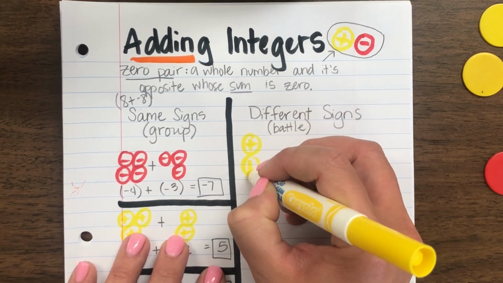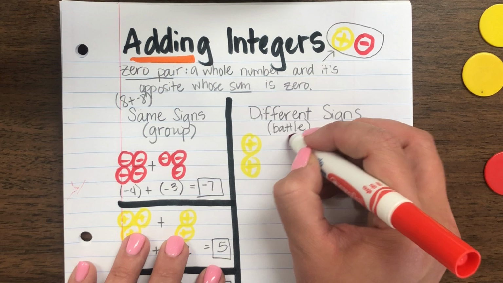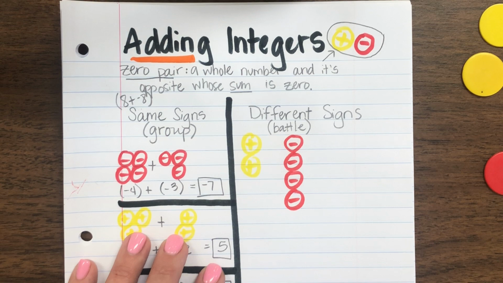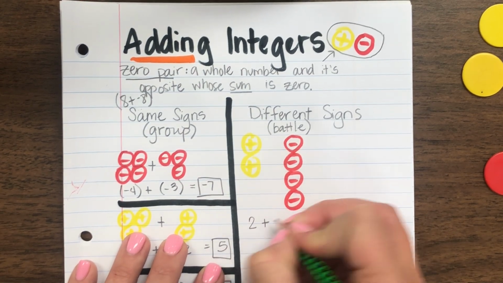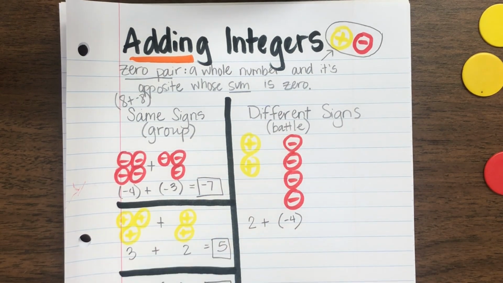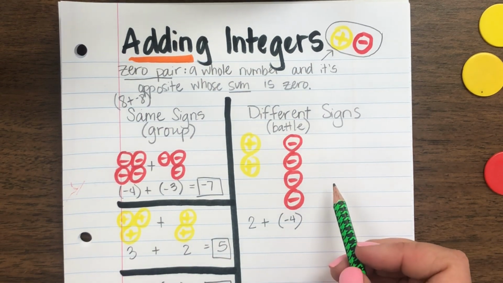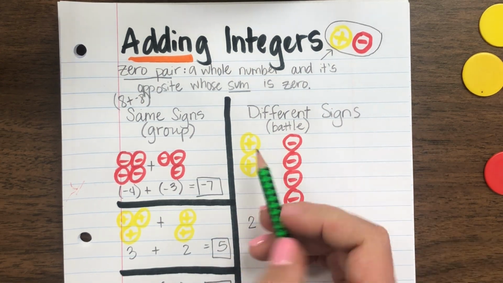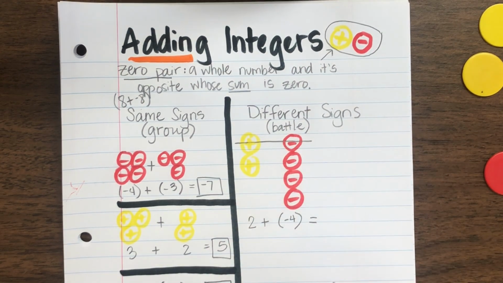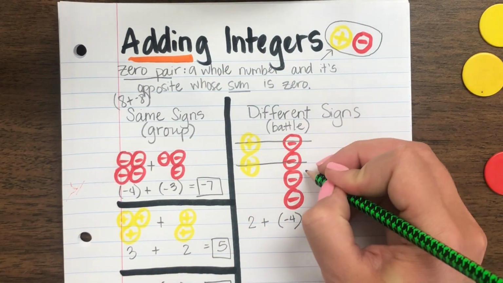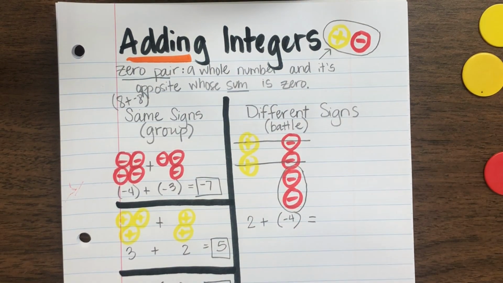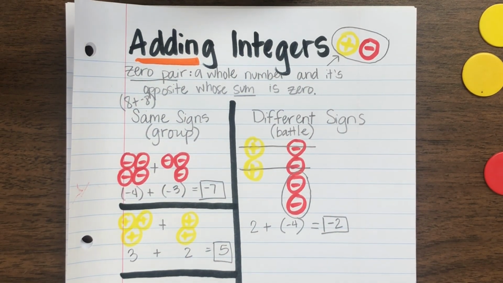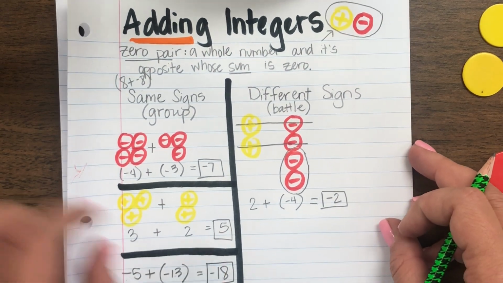That one was positive 2 plus negative 4. Okay, positive 2 plus negative 4. At this point, before we get our answer, we want to cancel out the 0 pairs. There's a 0 pair. There's a 0 pair. What's left over is negative 2. Okay? Let's talk about mathematically what's happening.